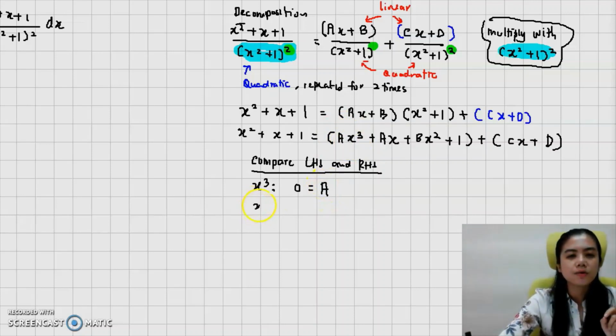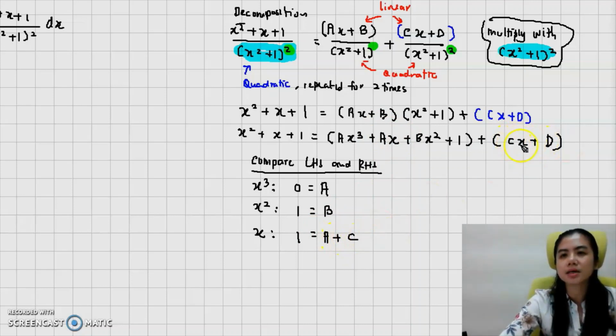Alright? Okay, then we go for the x squared. For the x squared, on the left hand side we have 1. For the right hand side, this is the x squared, so we have b. That's all for x squared. Okay, so then for the x, we have 1. How about the right hand side? The right hand side we have here ax, that is equal to a on b. The next is cx, it will be plus cx plus c.